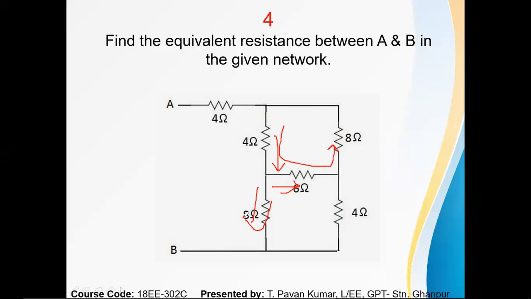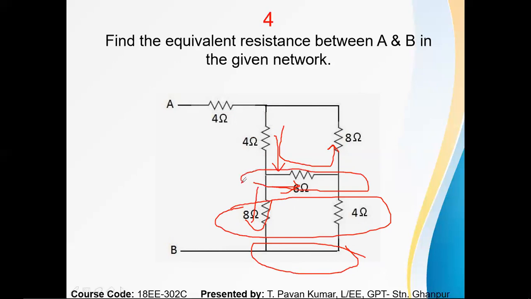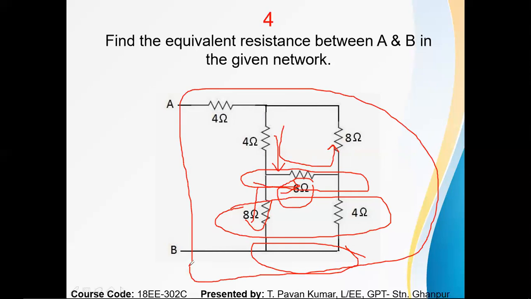Let me see 8 and 4. 8 and 4 are also not parallel, not series. Why? Because one of the terminals is connected to the same point, right? But the other side of the terminals is not connected to the same point. Rather than that, it is connected through the 6 ohms resistor. Hence, in this entire network we can't apply series and parallel. This circuit is not in a position to apply the series technique or the parallel technique. So then we are going to approach another way, that is star to delta or delta to star. Let me see.